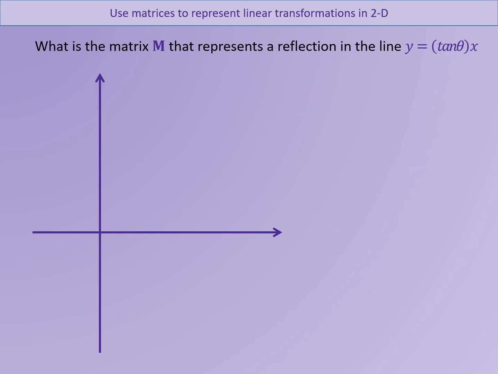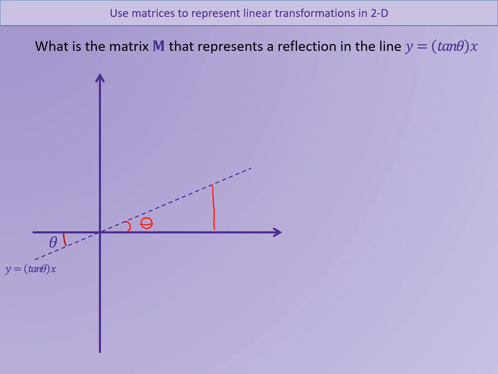What is the matrix M that represents a reflection in the line y equals tan theta x? Now there's a lot to unpack with this question. First of all, we need to understand that tan theta represents the gradient of this line. So in order to do this, I'm just going to draw a diagram here. So we know that this angle is also theta.